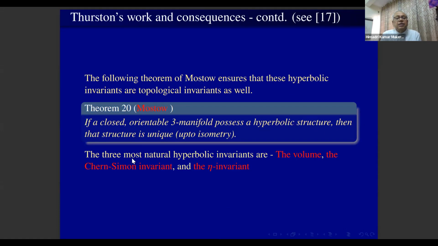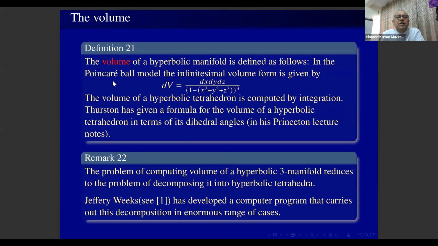So the three most natural hyperbolic invariants are the volume, the Chern-Simons invariant, and the eta invariant. I will just touch upon them for completeness. So the volume of a hyperbolic three manifold is defined as follows. In the Poincaré ball model, the infinitesimal volume form is given by this. Okay, this is the volume form.